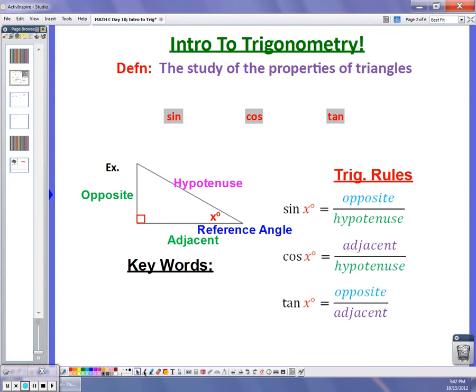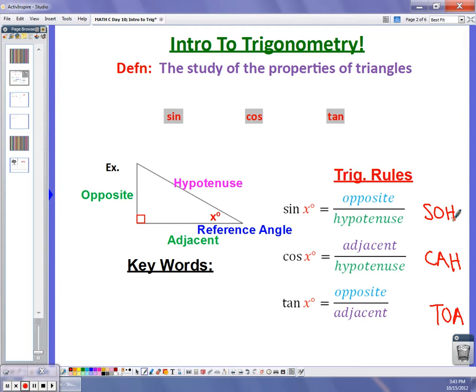To help us remember these rules, we use the saying called SOH CAH TOA. SOH is S-O-H, CAH is C-A-H, and TOA is T-O-A. The S stands for the sine of x degrees is equal to O for opposite over H, our hypotenuse. So S is our sine, O is our opposite, H is our hypotenuse.